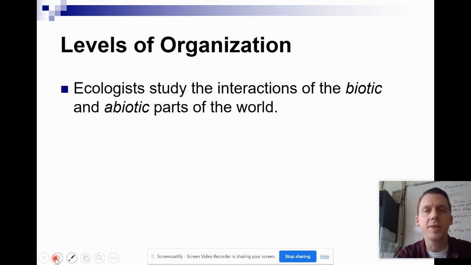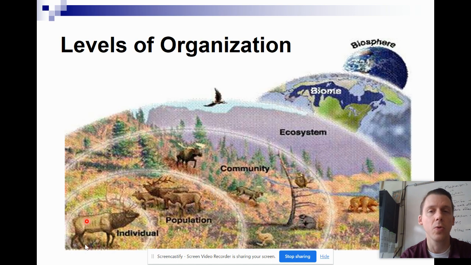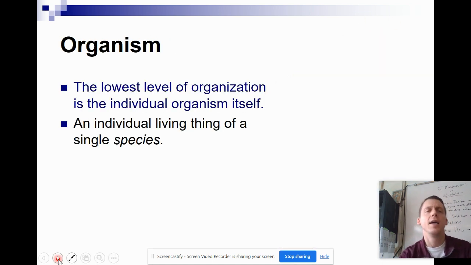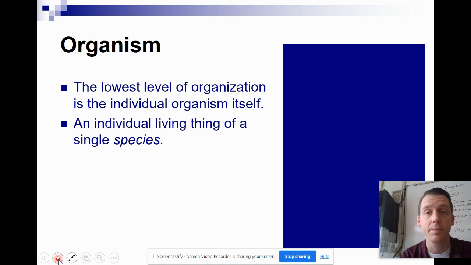When we study ecology, we're going to be breaking up everything into different levels of organization. We're going to start off with the smallest level of organization, which is the individual, and then we're going to get to the biggest, which is the biosphere. Here we see all of them: individual, population, community, ecosystem, and then even bigger is a biome, and then the biggest thing is the biosphere. So let's start at the beginning. An organism is just a single living thing, one person, one tree, one shrub, one bacterium. That is an individual organism.